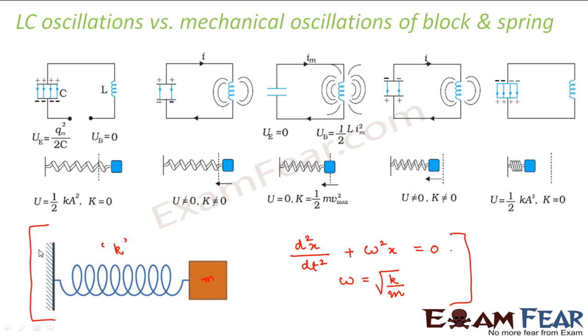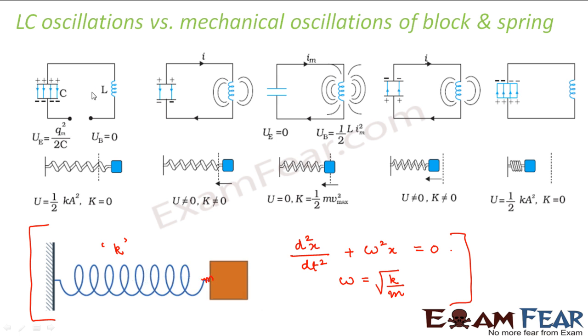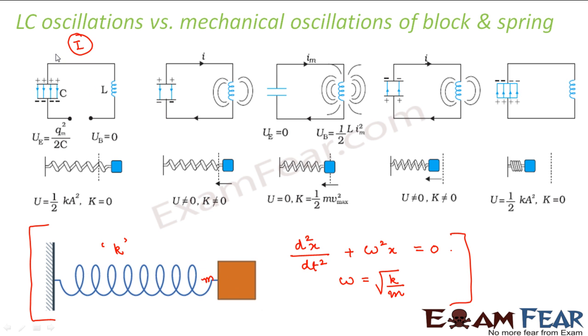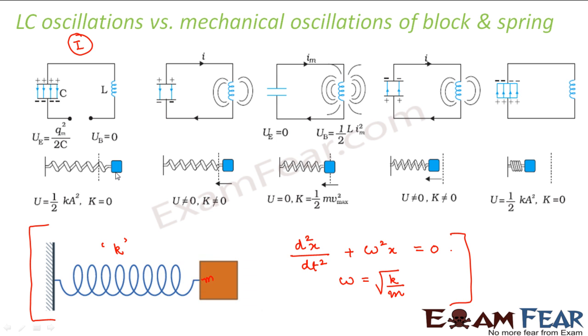Now let us compare this with the LC oscillations which we studied in our electrical circuit just now. If you consider the first step, what did you see? We saw that the entire energy was stored with the capacitor and there was no energy stored with the inductor. Now, if you compare it with the corresponding scenario in the case of this block, what happens here?